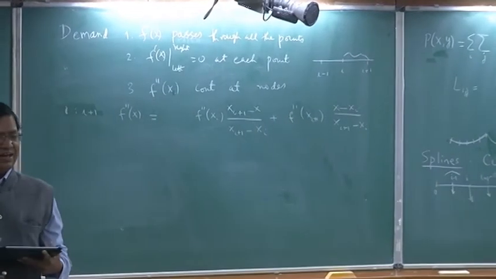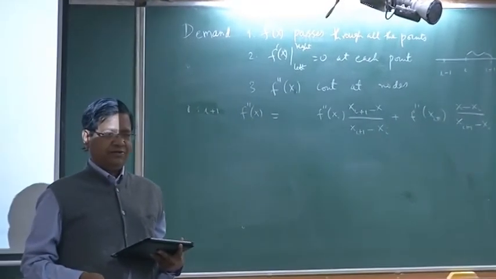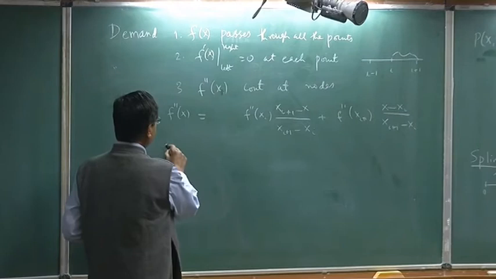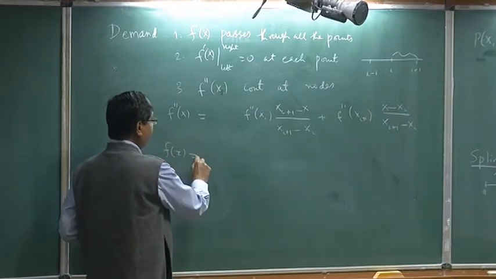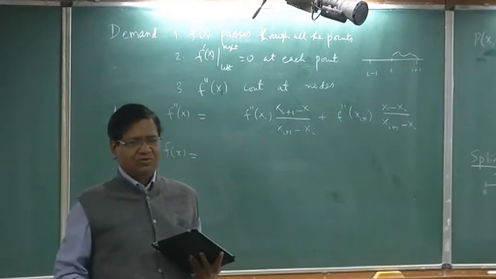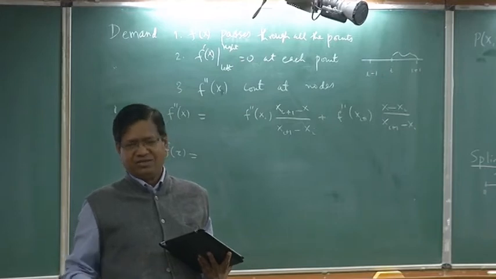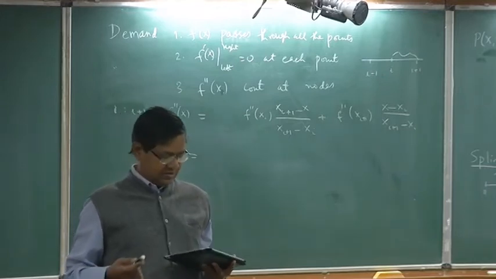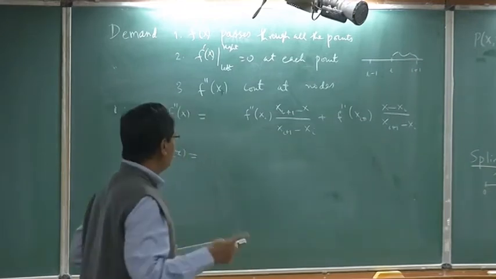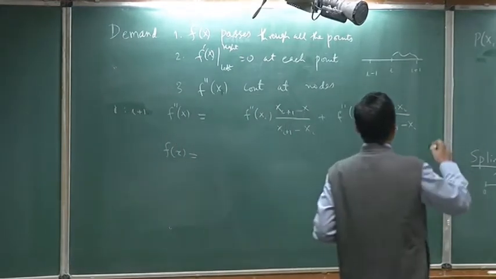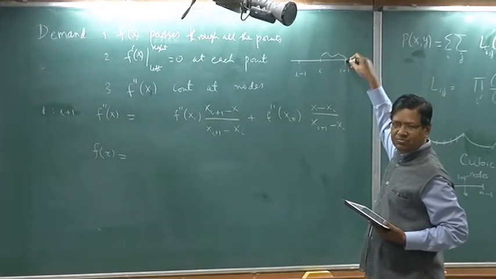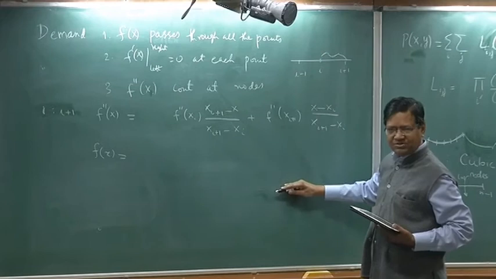Now, if you have the function, then I can get f of x. So integrate this twice. But we demand one more condition, that f of x must pass through all yi. If you put that condition, it's a bit of algebra, and we'll have two unknown coefficients. Now, how are they fixed? They're fixed so that at xi the value of the function is yi, and here it is yi plus 1. So just integrate twice.